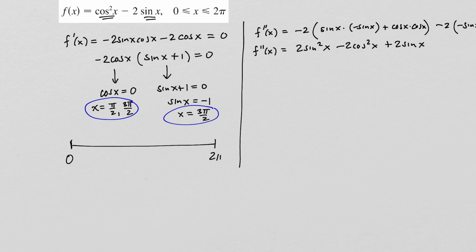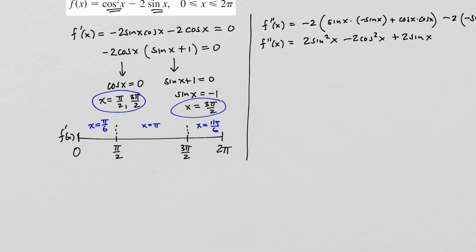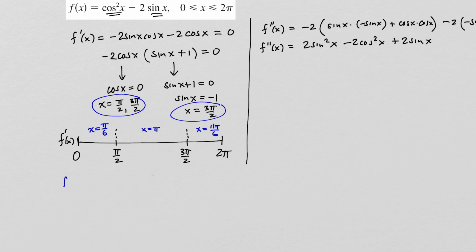Remember, our original interval is from 0 to 2 pi. And then we're going to put pi over 2 on this line and 3 pi over 2 on this line. And then we're going to test our first derivative to see if it is positive or negative on each of these intervals. And to do this, you have to pick a test point. So here I will choose pi over 6. Here I will choose pi. And over here I will choose 11 pi over 6. And I have to plug all these into our first derivative.